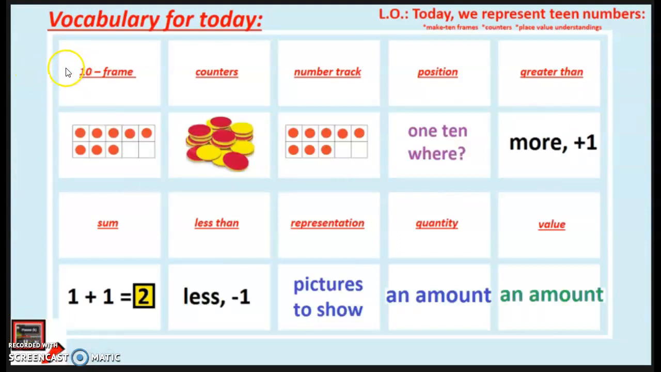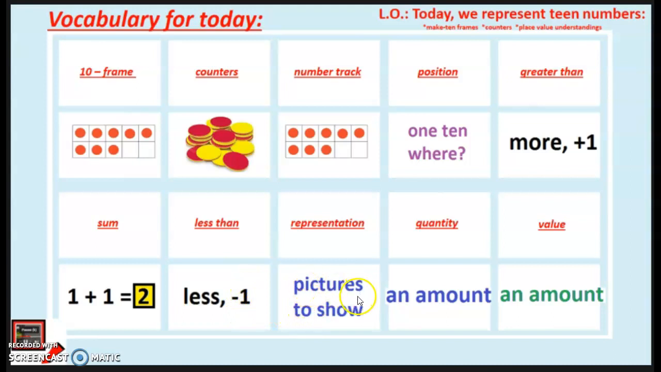Alright, class, vocabulary. Our 10 frames are shown below. Our counters we count with, and number tracks are just like a 10 frame. When we talk about position, it's where we are as a sum of 1s or 10s. Greater than is more, and we use add 1 sometimes. Sum is the answer to an addition problem. Less than means less, or minus 1 sometimes.